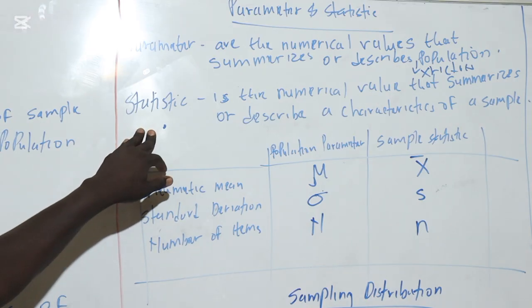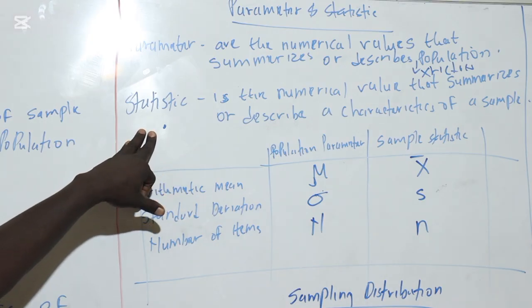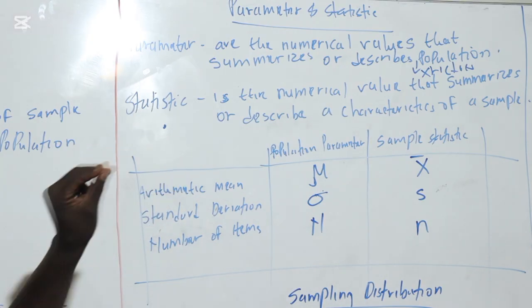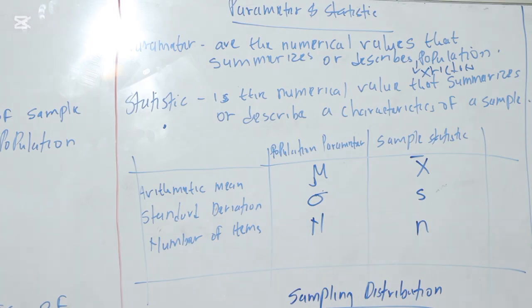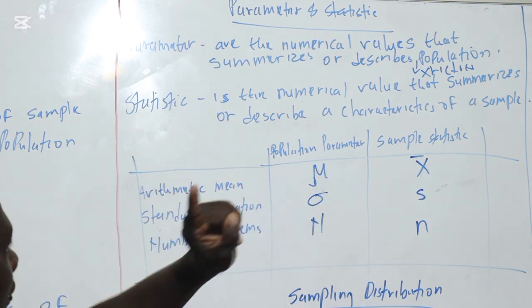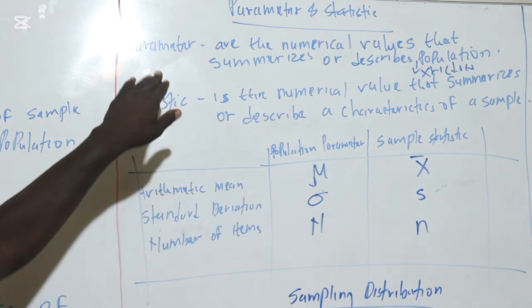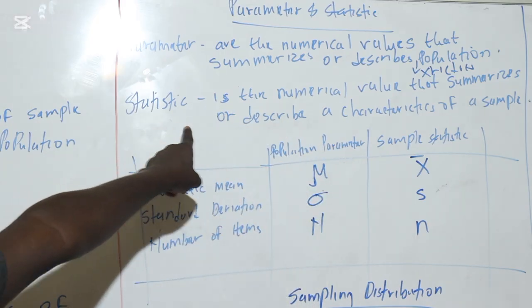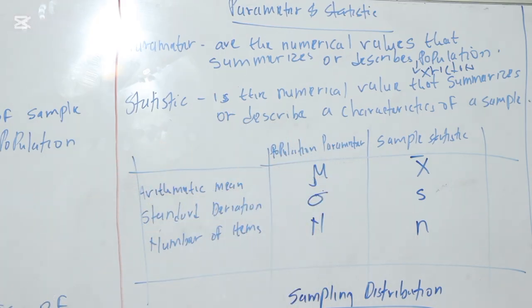And statistic, it is statistic, not statistics. So kindly differentiate between a statistic and statistics. They have two totally different meanings. Now a statistic is the numerical value that summarizes or describes a characteristic of a sample. So a parameter describes characteristics of a population, a statistic describes characteristics of what? A sample.